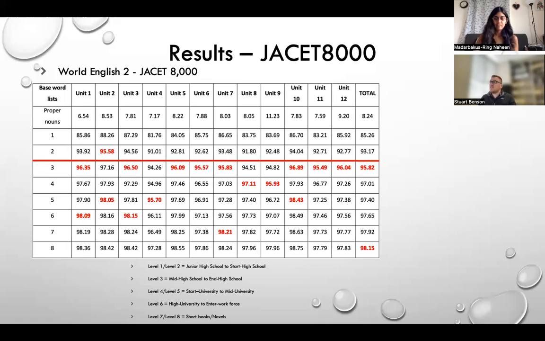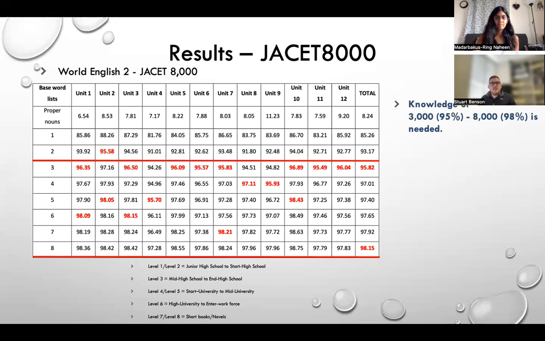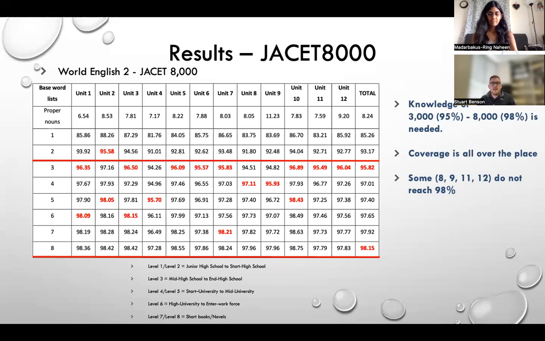If you look at the table, you can see that for these textbooks, students would need to know 3,000 words to understand 95% and 8,000 to understand 98%. As you can see, coverage is all over the place, from 3,000 to 8,000. That's a massive disparity between 3,000 and 8,000. Units 8, 9, 11, and 12 did not even reach 98%. So again, for Japanese tertiary level students, this is far too difficult.